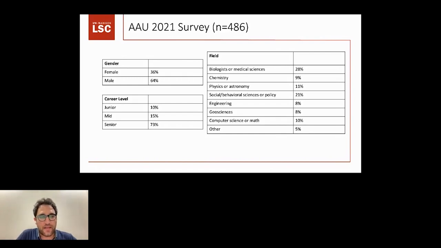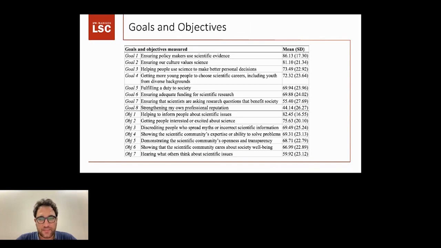So we asked in this survey about scientists' goals and objectives. And this is research John and Anthony have been working on. I've worked on them with them as well. And you can see here the 8 different goals that we asked scientists to identify, how much they prioritize on a sliding scale from 0 to 100, and then different objectives, again, on a sliding scale from 0 to 100. And you can see the mean scores across the different goals and the different objectives. And you can see where some interesting differences emerge.